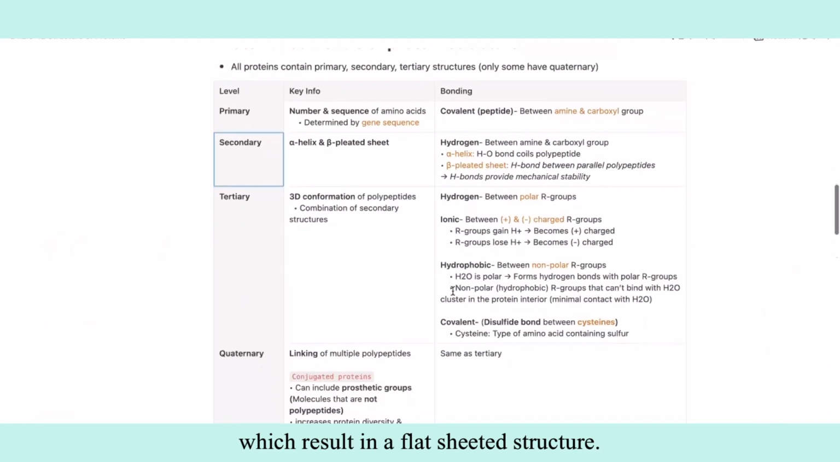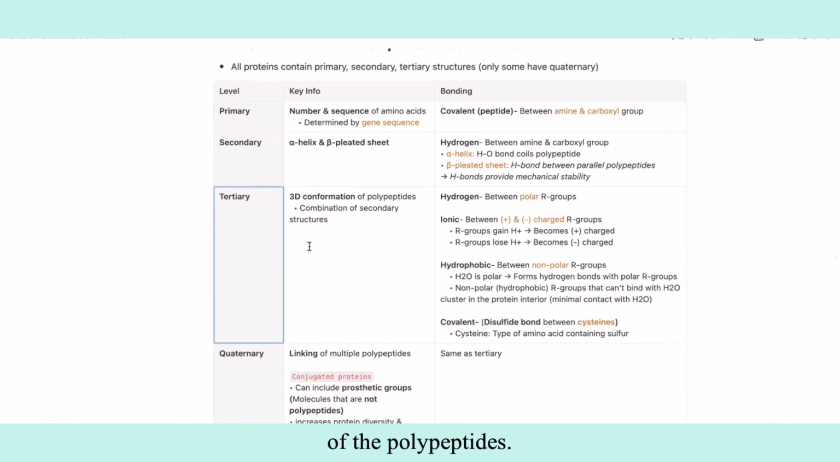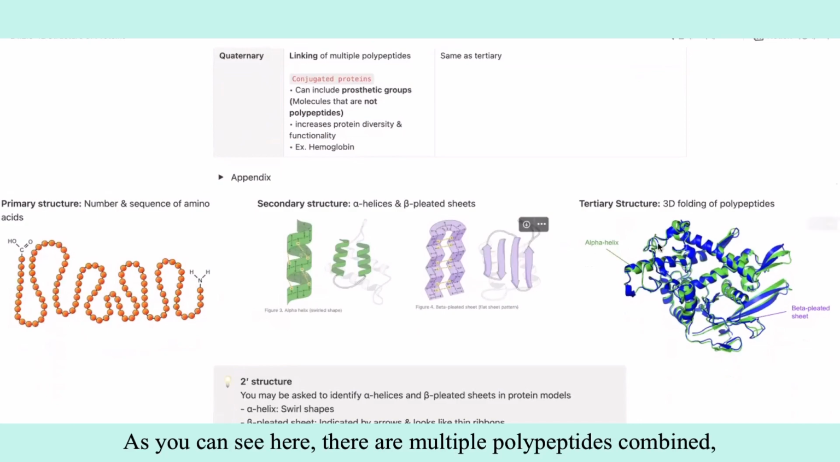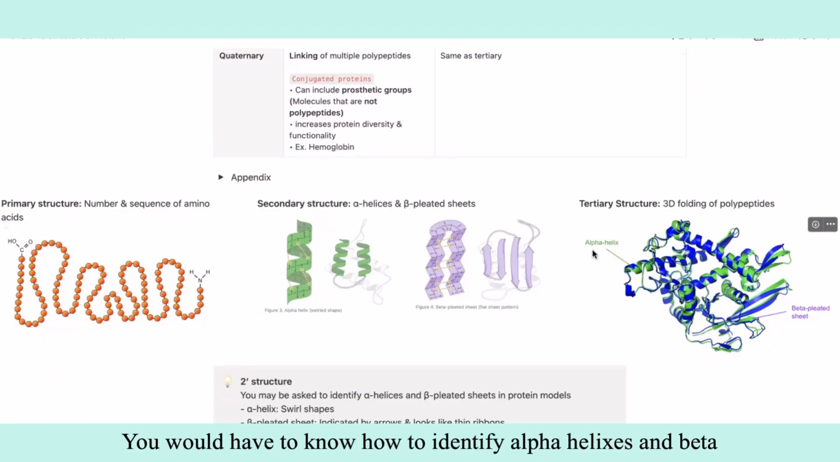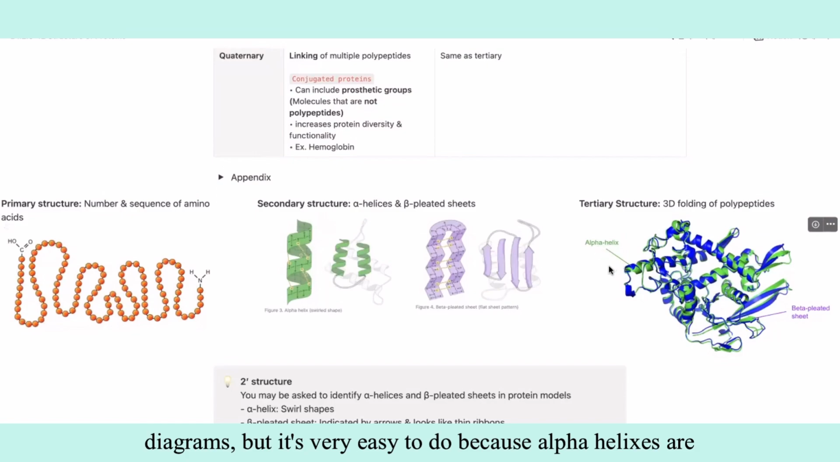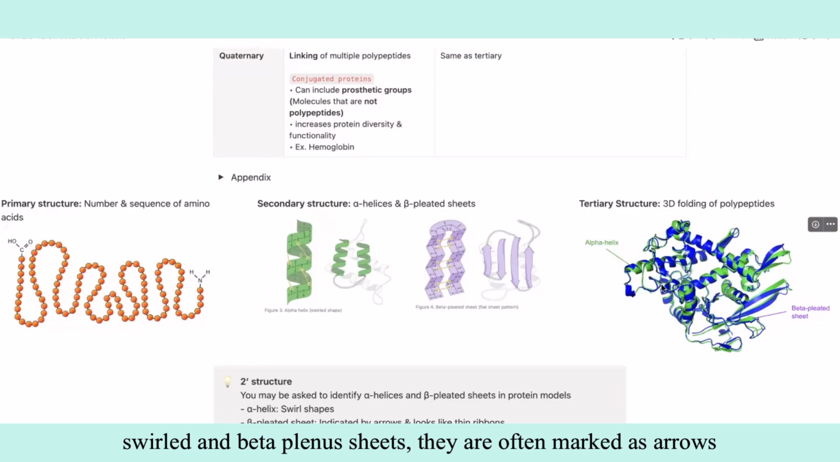In the tertiary structure, this determines the 3D conformation of the polypeptides. So it's basically a combination of secondary structures. As you can see here, there are multiple polypeptides combined, the 3D folding of polypeptides. You would have to know how to identify alpha helixes and beta pleated sheets in protein diagrams, but it's very easy to do because alpha helixes are just very squiggly and swirled, and beta pleated sheets are often marked as arrows and they're just flat.